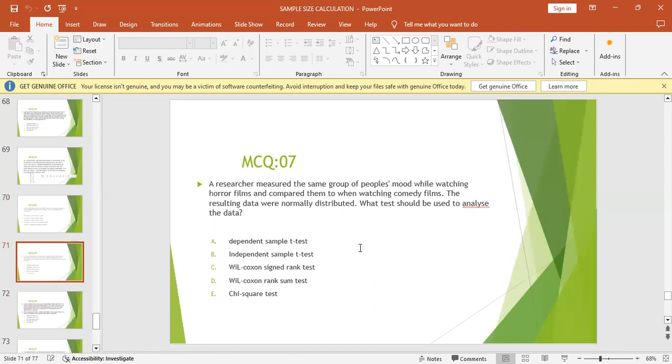Seventh MCQ. A researcher measured the same group of people's mood while watching horror films and compared them to when watching comedy films. The resulting data were normally distributed. What test should be used to analyze the data? Whether dependent sample t-test, independent sample t-test, Wilcoxon sign rank, Wilcoxon rank sum, or the chi-square test. Dependent sample t-test. Yes, that's right. As the sample is the same, they only analyze their mood while watching horror and comedy films, and the data is normally distributed, so we will apply the dependent sample t-test.